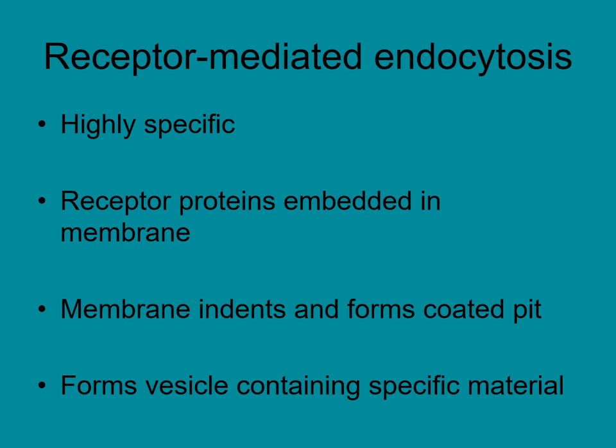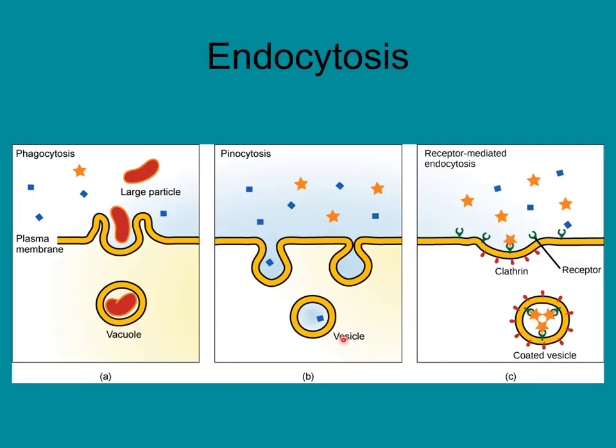How does it take things in, or how does it work? It involves proteins that are embedded in the membrane, what we call receptor proteins. They will bind to the very specific substance that it takes in. If it's not that particular substance, it's just going to bounce off. The membrane is going to indent and form a pit, and it forms a vesicle that has the material in it.